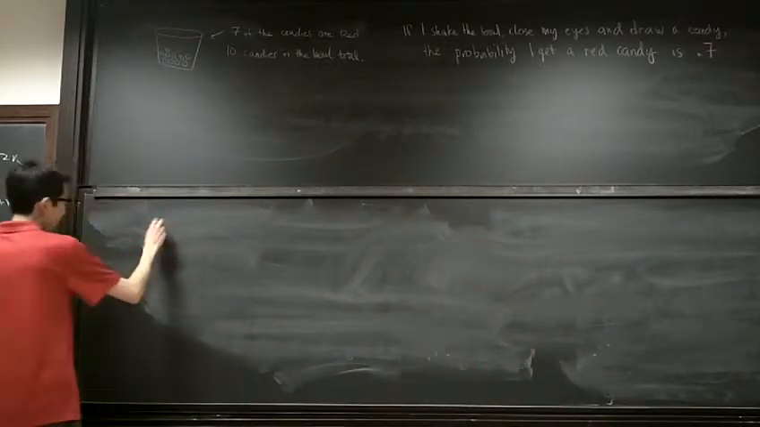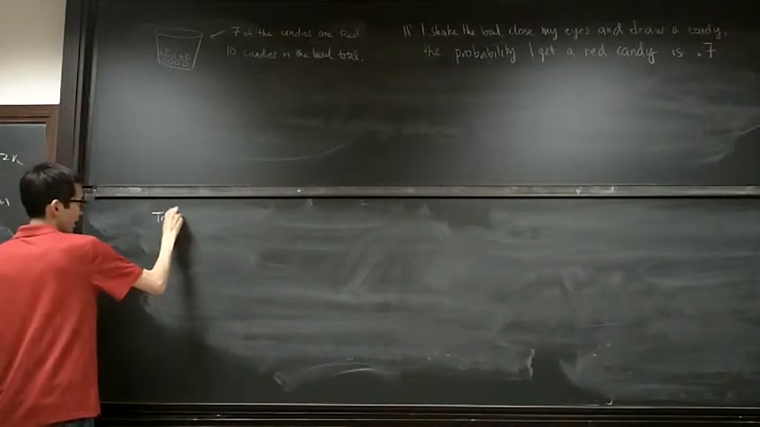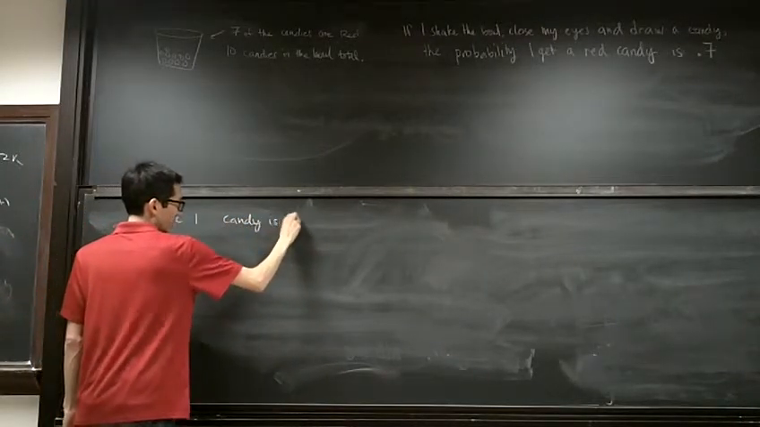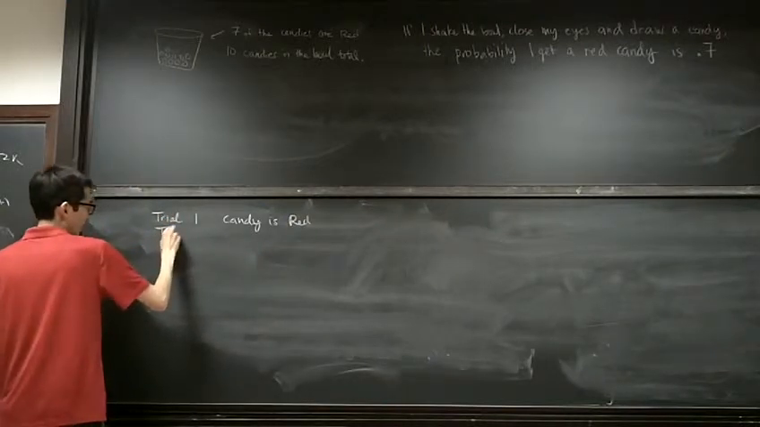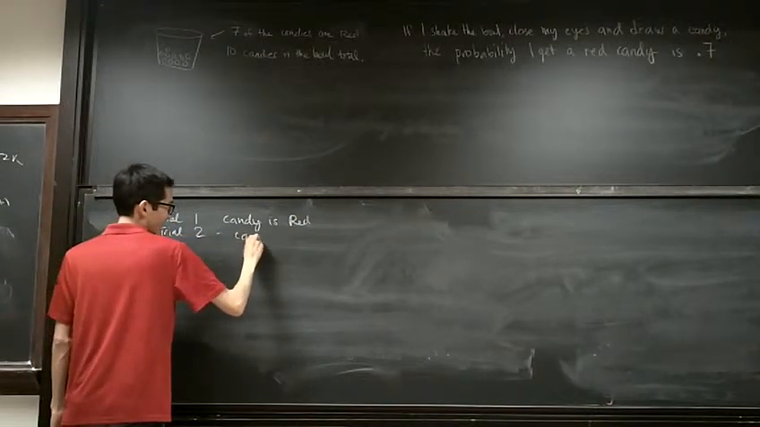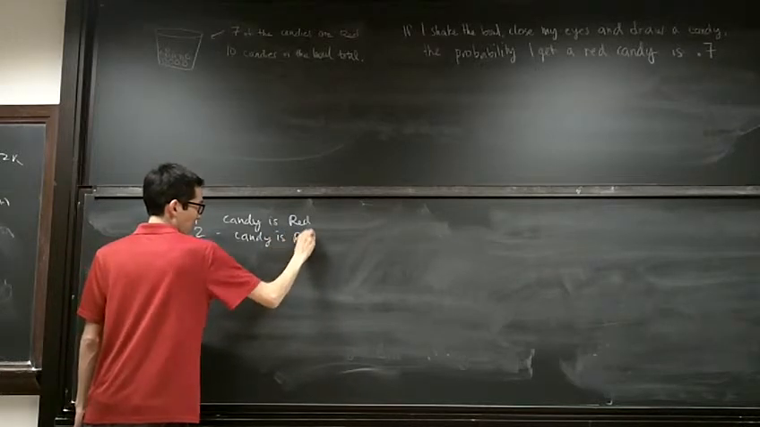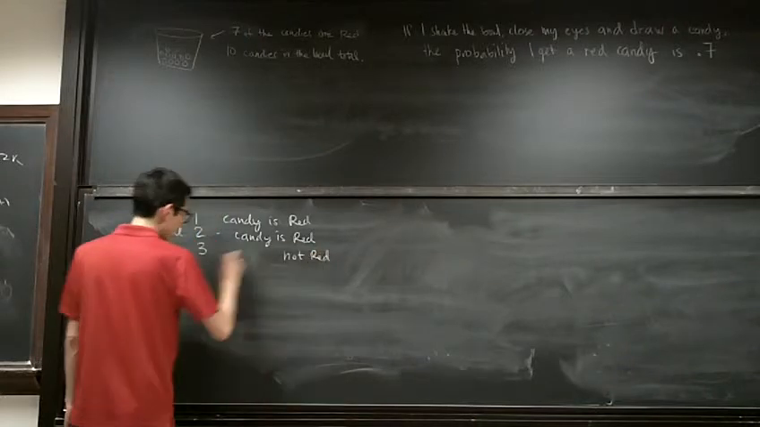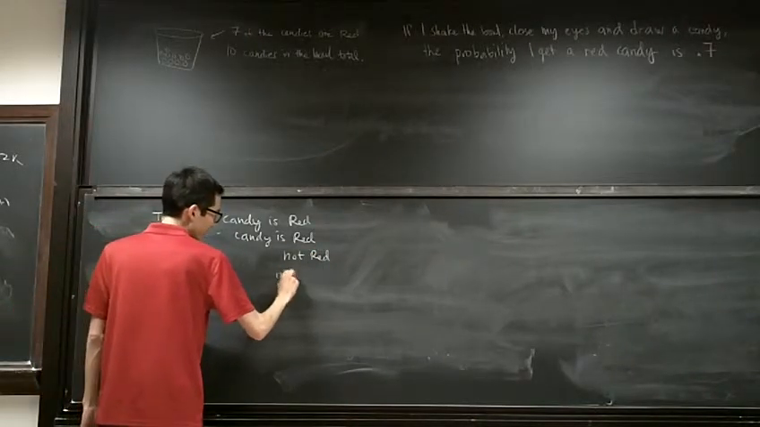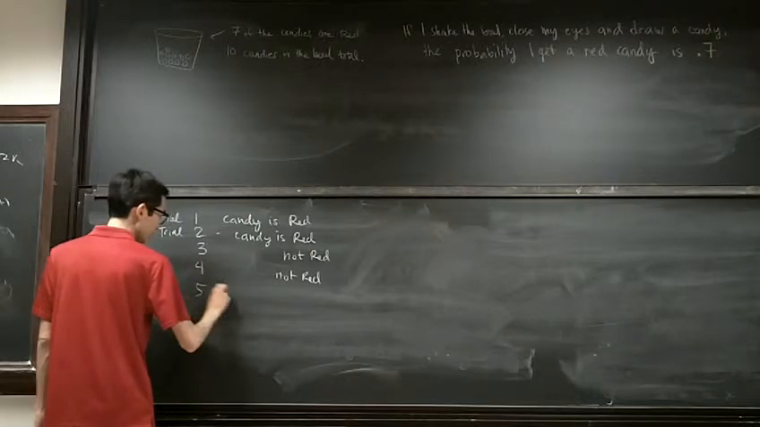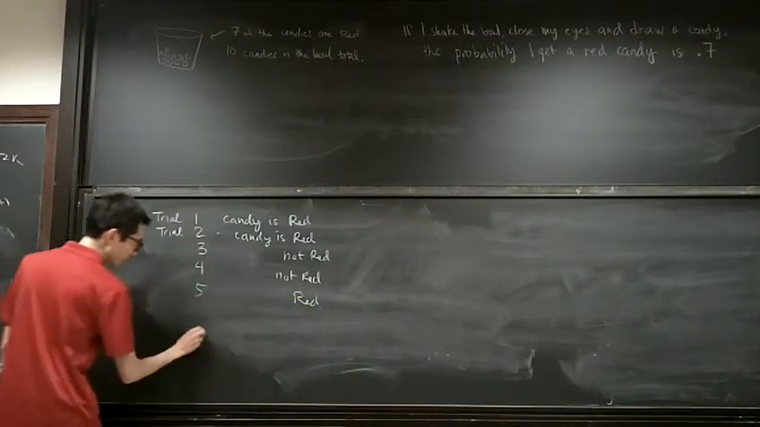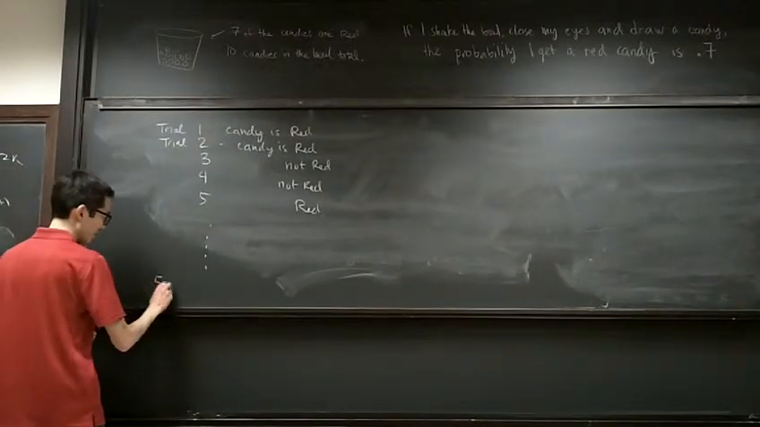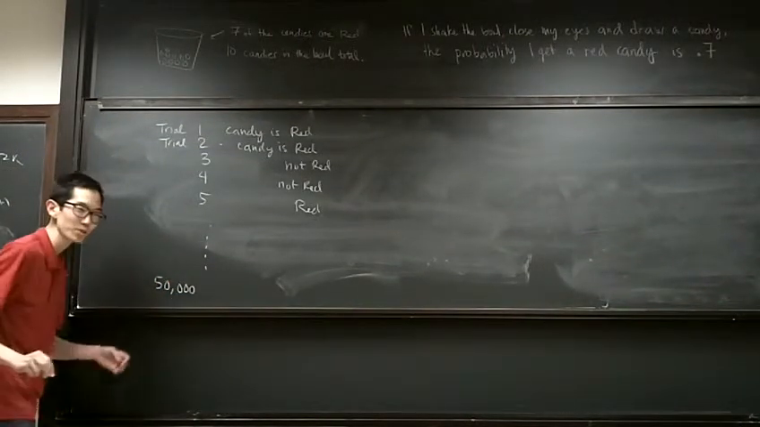Okay? So just imagine I'm keeping track. Trial 1, the candy is red. Trial 2, the candy is red. Trial 3, not red. Do this thousands and thousands of times, maybe millions of times, who knows?